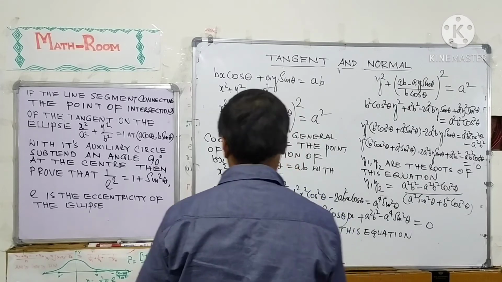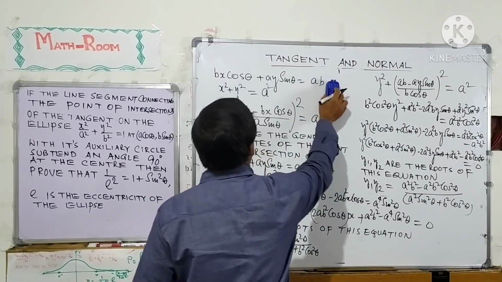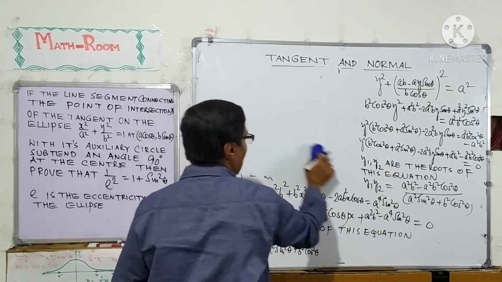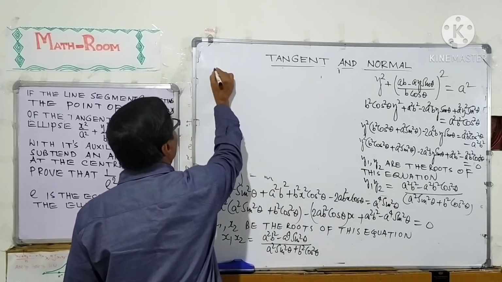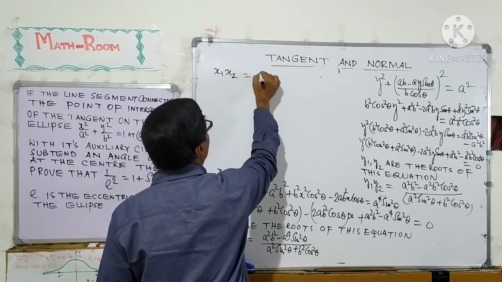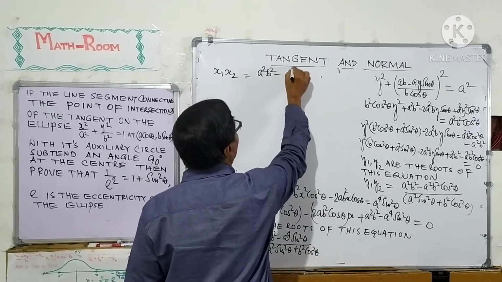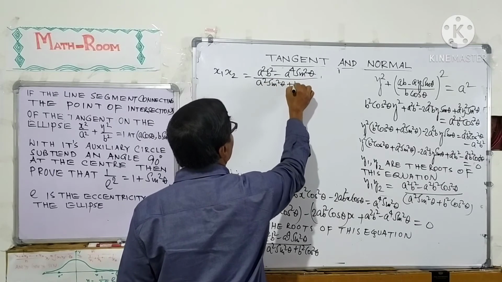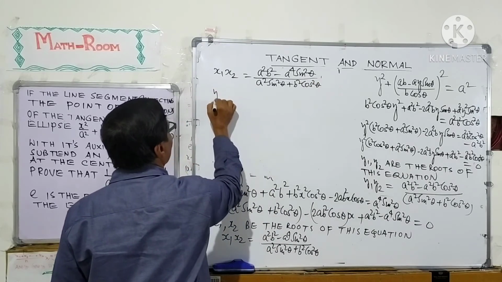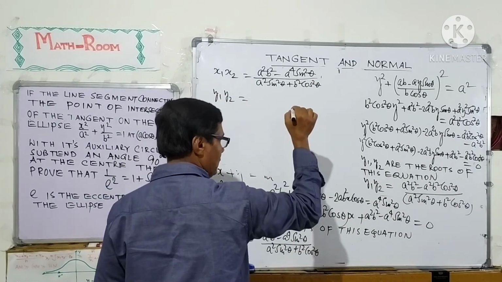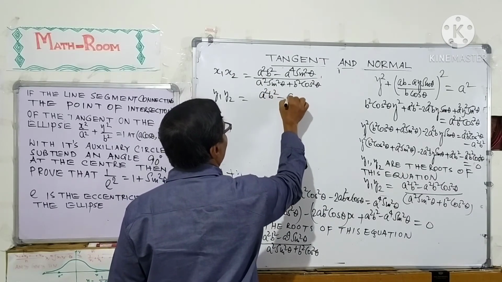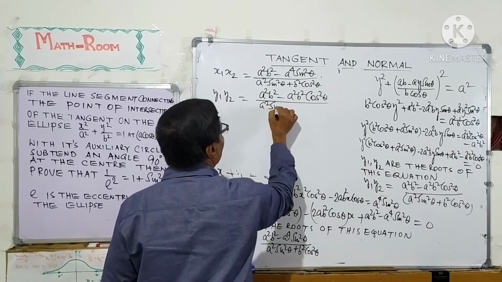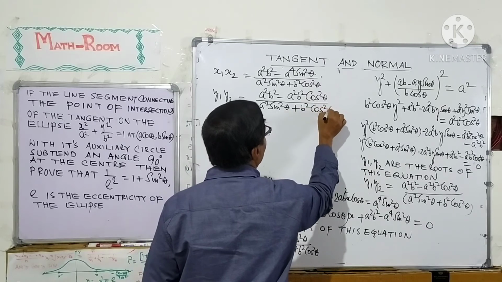So we have got x1 x2 equal to (a square b square minus a to the power 4 sin square theta) over (a square sin square theta plus b square cos square theta), and also we have got y1 y2 equal to (a square b square minus a square b square cos square theta) over (a square sin square theta plus b square cos square theta).